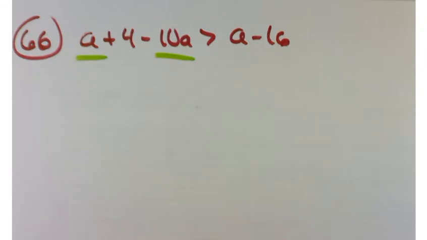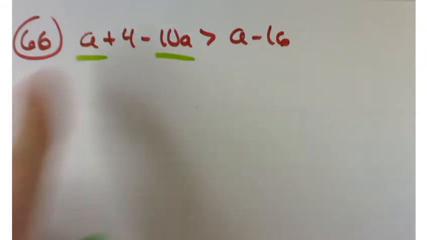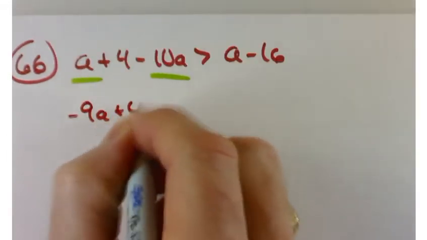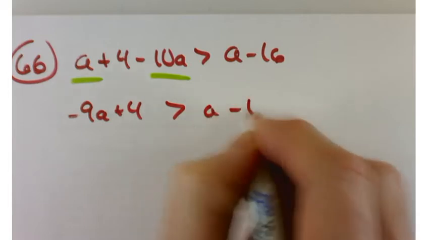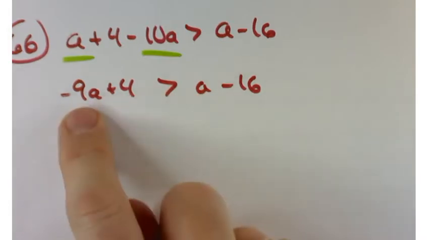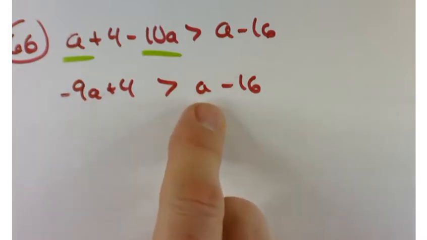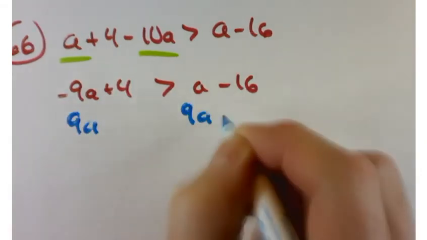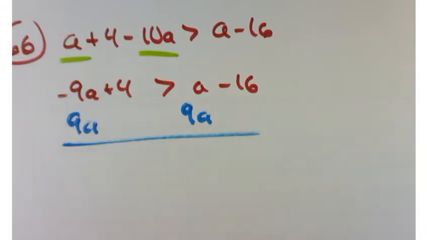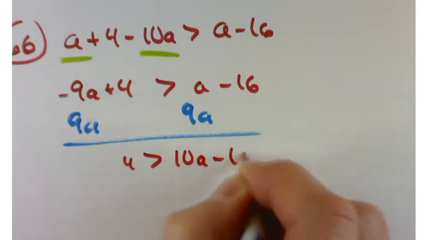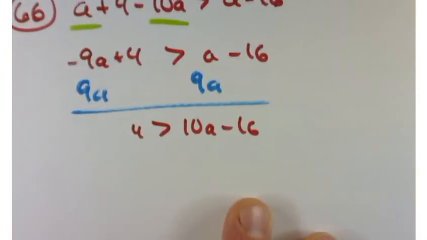Start out on the left-hand side by combining like terms. 1 minus 10 is negative 9, so it's negative 9a plus 4 is greater than a minus 16. Personally, the way I would work this is because 1 is bigger than negative 9, I'll move the negative 9a to the right-hand side. So let's add 9a to both sides. That gives me 4 is greater than 10a minus 16.